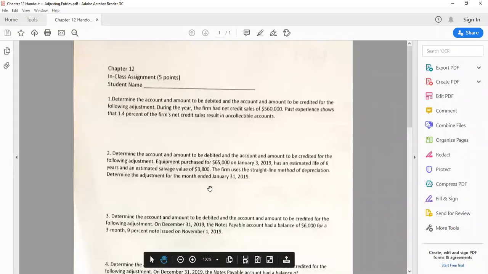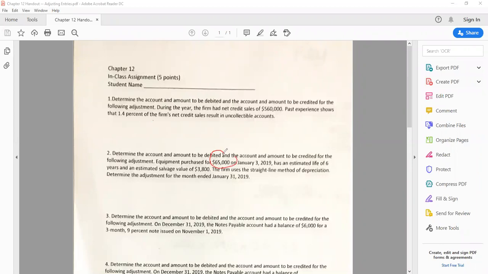All right, so on this one, this is going to be another review problem from Chapter 5. This is your depreciation expense. And so let me kind of map out how to do the calculation on your straight line method. The equipment that they purchased costs $65,000. That's our cost, so I'll have $65,000. They give you a salvage value of $3,800. And then I got to figure out what to divide by. So the problem says 6 years.